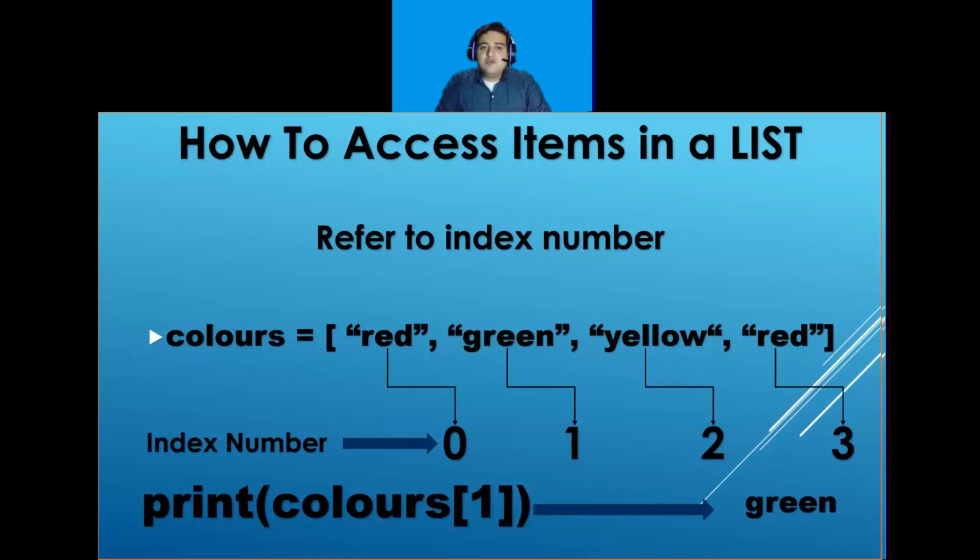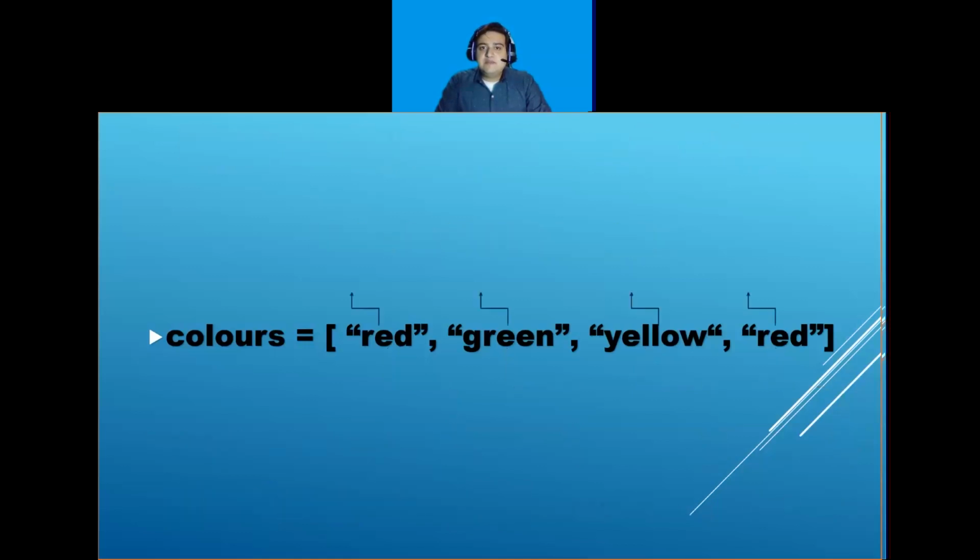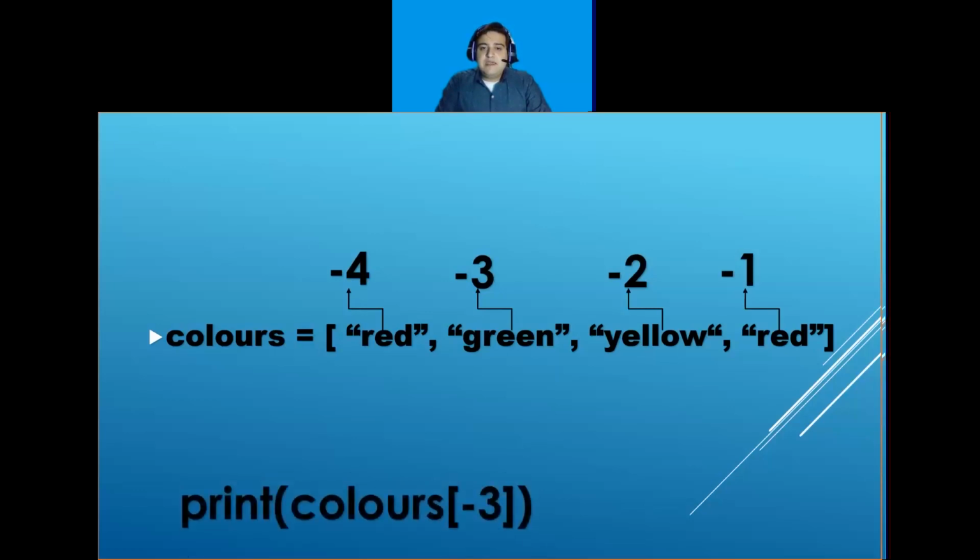You can also refer to the index number by using negative indexing, which is -1, -2, -3 and -4. So now if you want to print the element green, you have to refer to the index number -3. Here print, and in square brackets I am referring to the index number -3. It will give me my output as green.